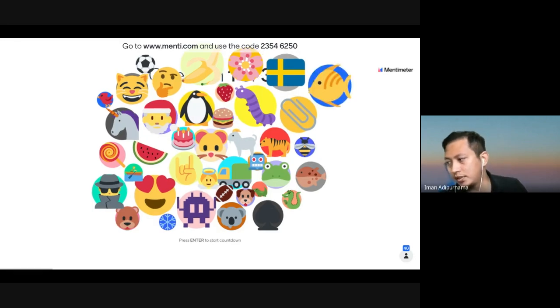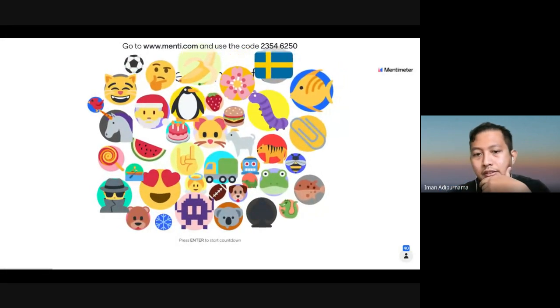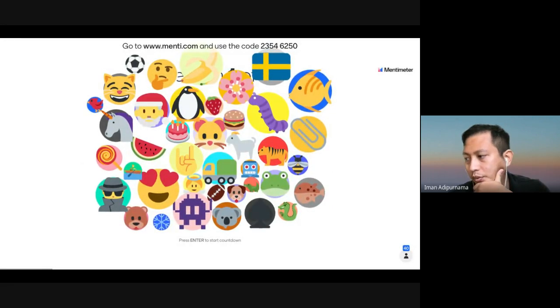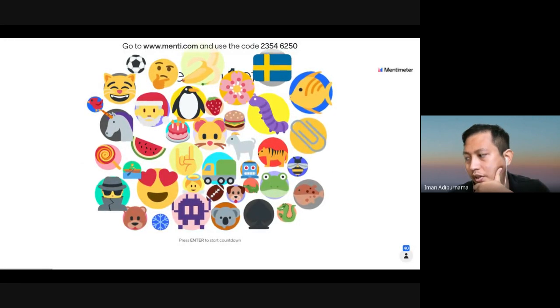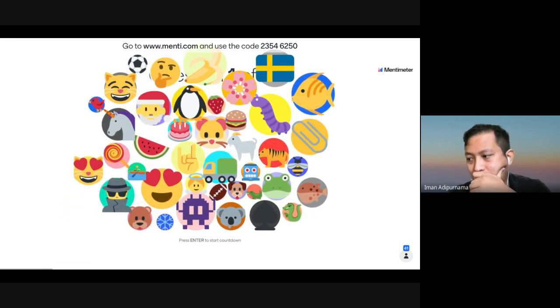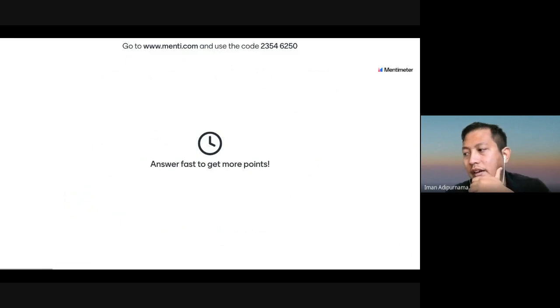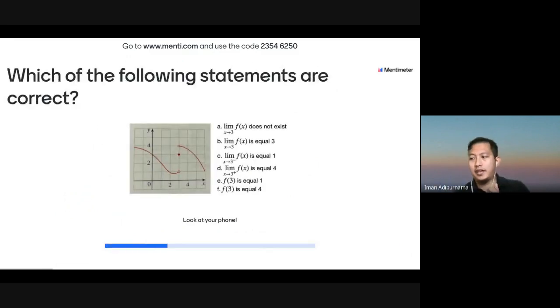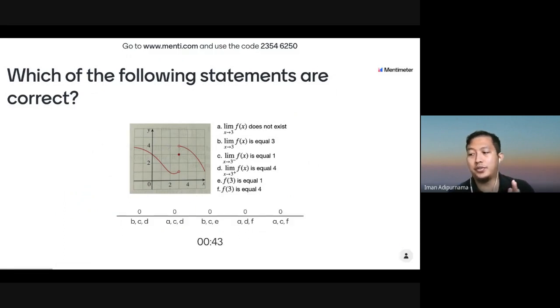All right, get ready. Who else? It's 40 now. I think we have 40. At least we need to have 42. One more. One more. I think I can just start now. Okay, get ready. Answer fast to get more points. And look at the graph. And you have 45 seconds.